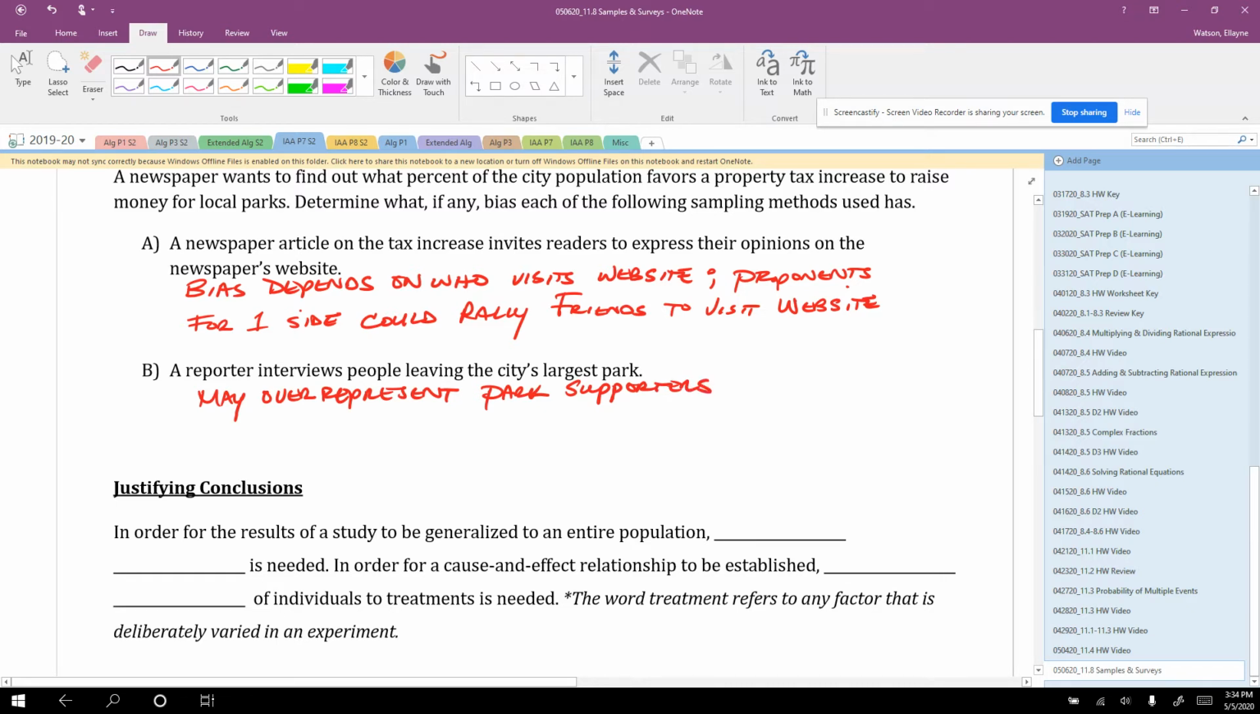People who go to the park are probably people who like the park, who would probably vote for additional parks. So if I'm at the park, then I really like parks, and if you ask me, do we need another park? I'm probably going to say yes.